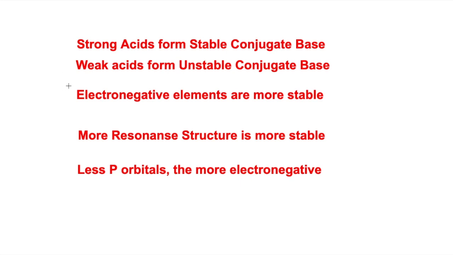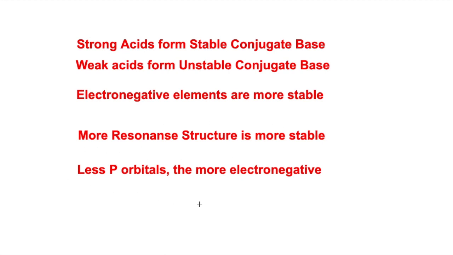The second rule is that electronegative elements are more stable. This means things like fluorine, chlorine, oxygen are more stable. Whatever goes up and to the right on the periodic table is more stable. More resonance also makes it more stable. We'll get into that later.